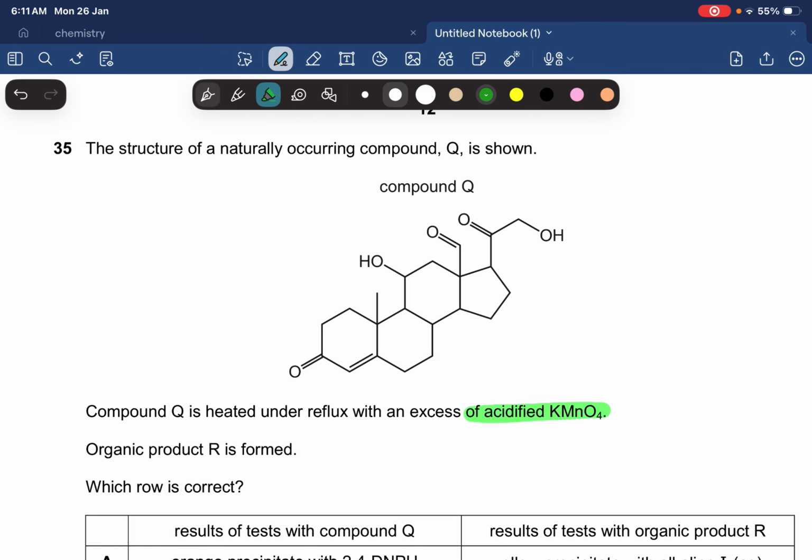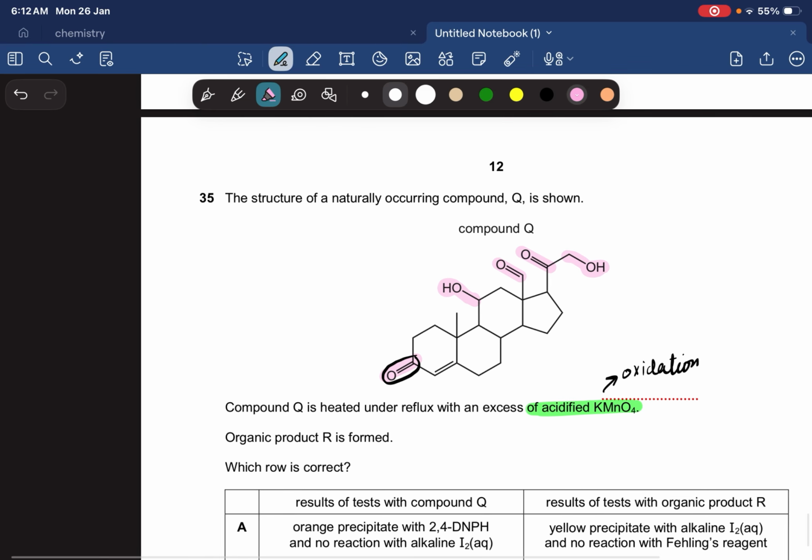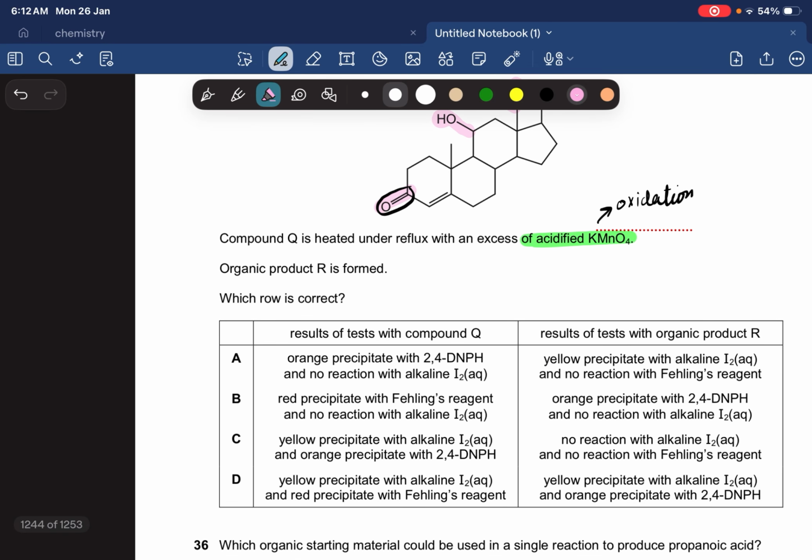Acidified KMnO4, so we're dealing with oxidation here, right? So what's going to be oxidized? We can see this group right here seems like a ketone. This seems like an alcohol. Alcohols can get oxidized. This one right here seems like an aldehyde. This one seems like a ketone, and this one seems like an alcohol. So these are all the groups that have the potential to get oxidized. Organic product R is formed. Results of tests with compound Q. Okay.